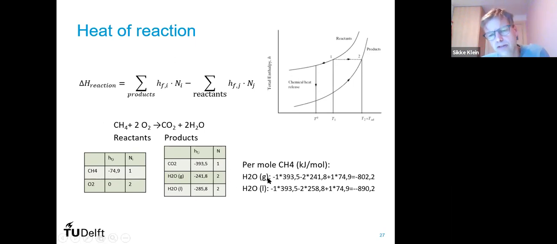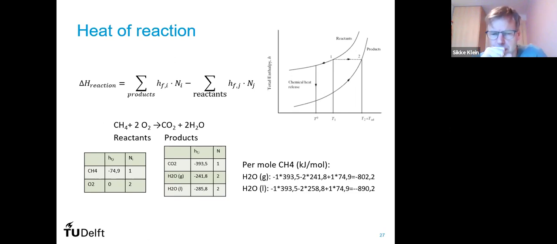Important to see here is that if you do it in a gaseous situation, per mole CH4 you see you have 802 kilojoule per mole heat release. And if you go to liquid, you get 890. It is important to notice that in all cases where H2O is formed in your reaction, you always have two numbers for the heat of reaction, either with H2O as gas or with H2O as liquid.